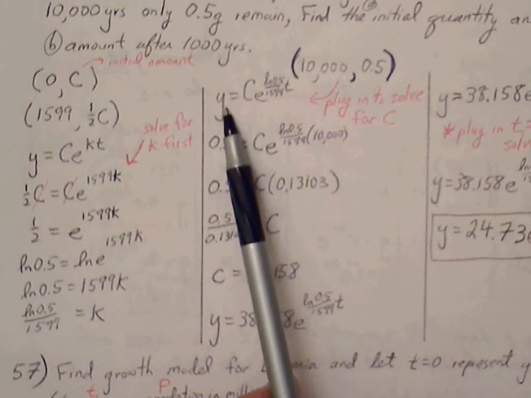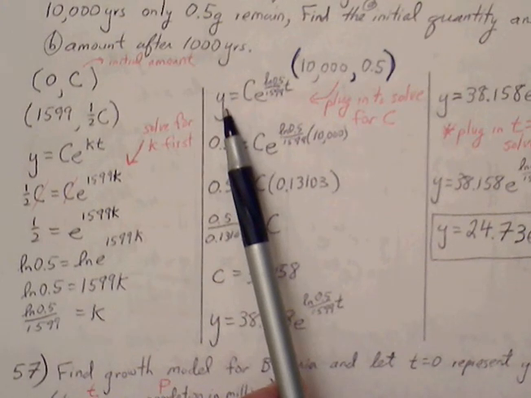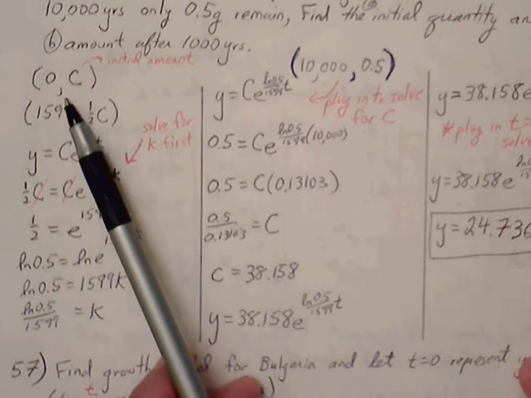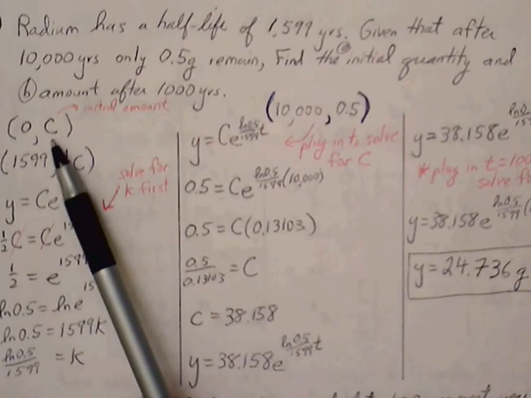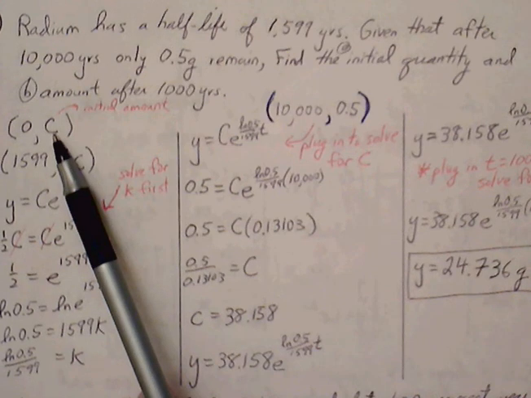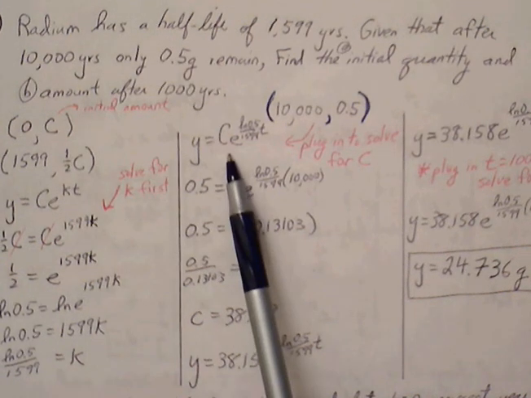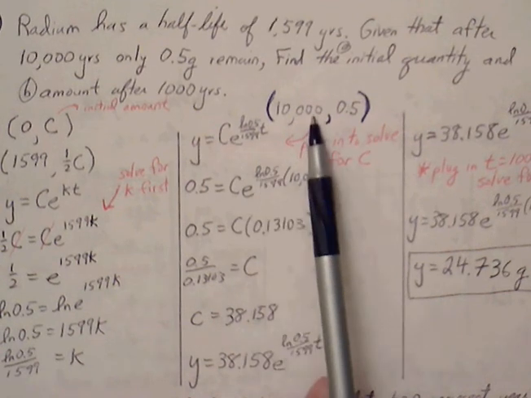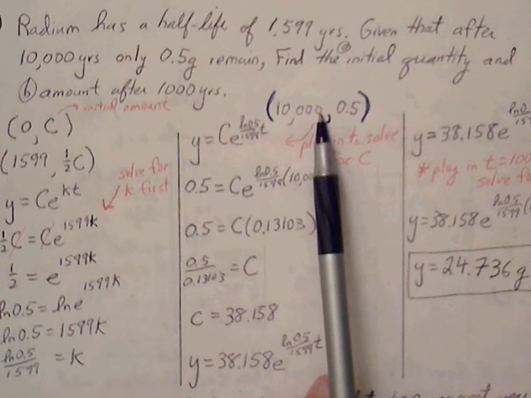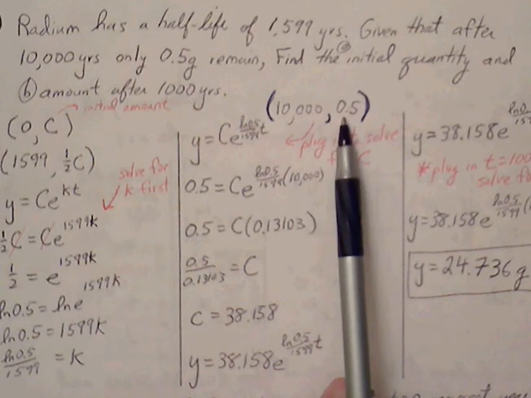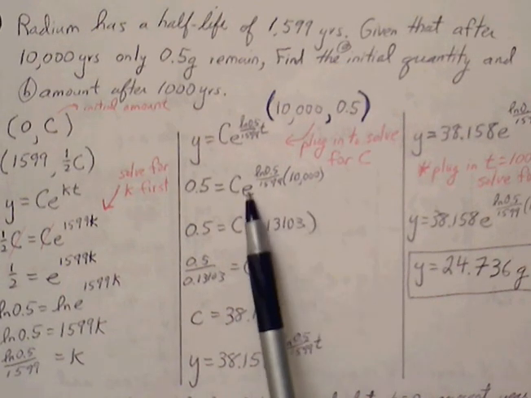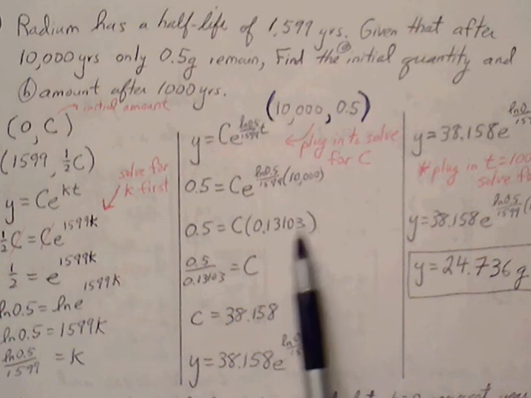So this is a little bit different because now in this case we're actually solving for k first before we solve for c. And the reason why we do that is because we don't have a value for c in order to plug in and find the initial amount. So we have to work backwards a little bit. Okay, so y is equal to C e to the, this represents k times t. And we know that there's 0.5 gram remains after 10,000 years. So replace 0.5 in for y, 10,000 in for t, and we can just work this out.